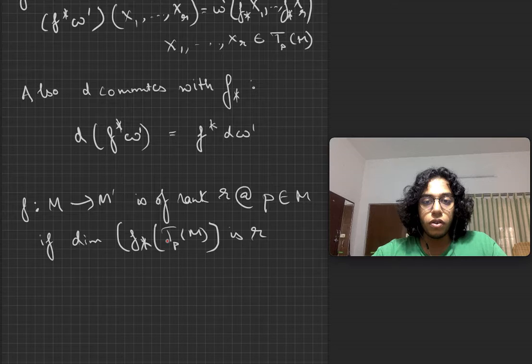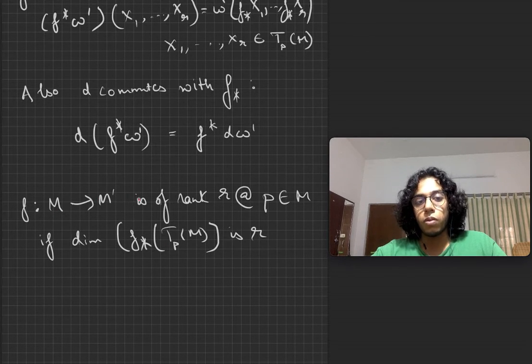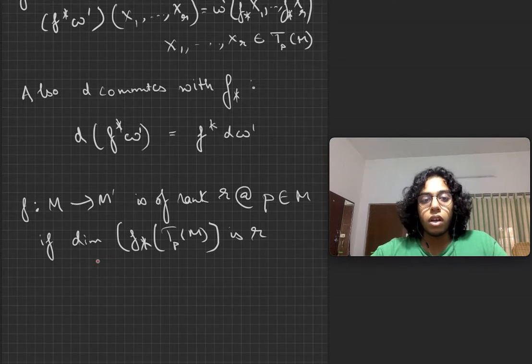Now the last definition for today: if your f is a mapping from M to M prime of rank R at P belonging to M, then f star of the tangent space of M has dimension R. So it is related to the dimensions of your function and the star function.